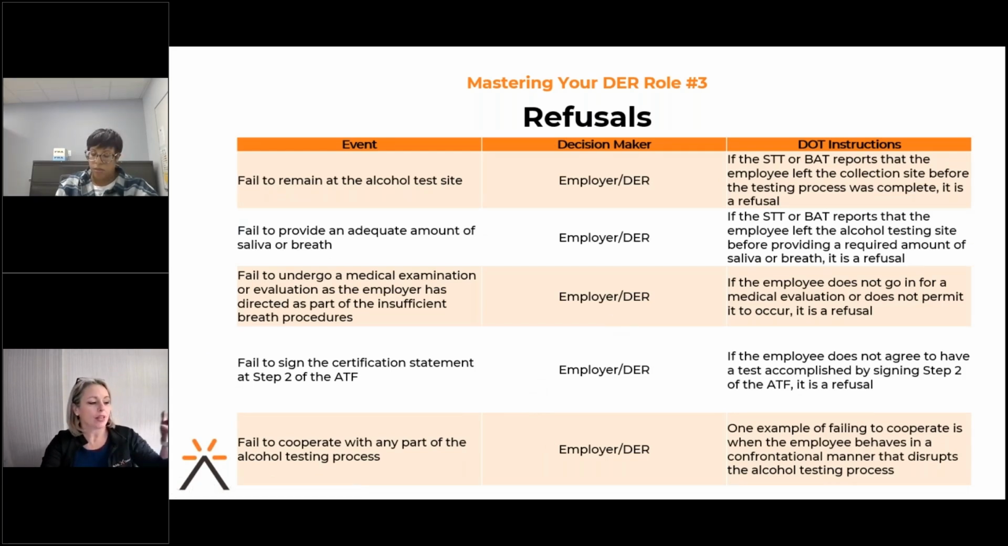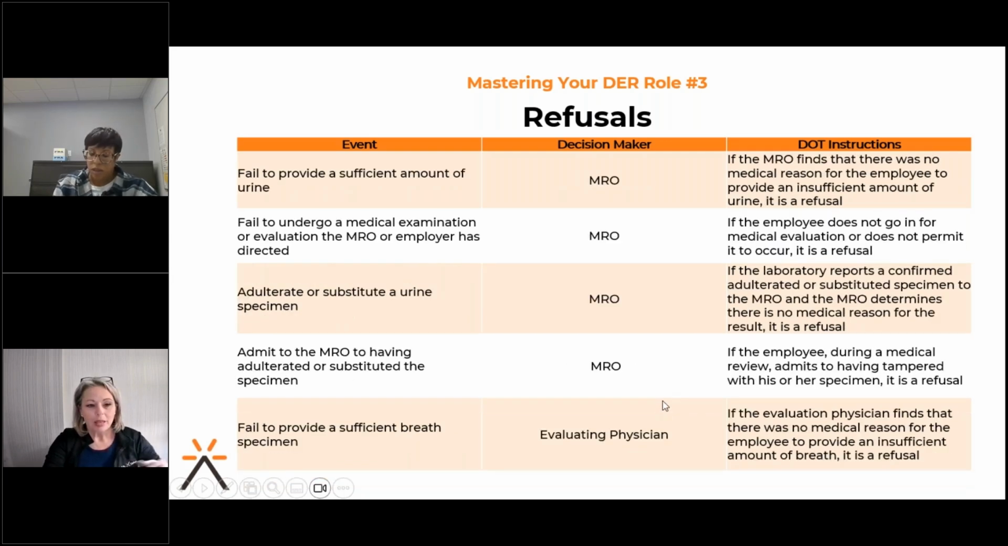If they leave, if they don't provide enough saliva or breath, if they don't go through a medical evaluation, if they don't sign part 2 of the ATF, and if they fail to cooperate with the alcohol testing processes, all refusals. Then there's another category of refusals. That first category is all determined by the DER.